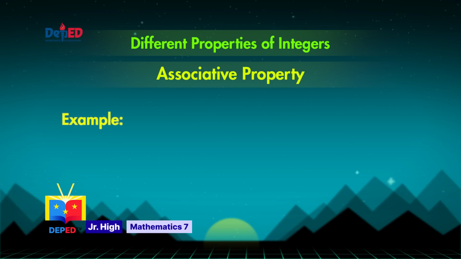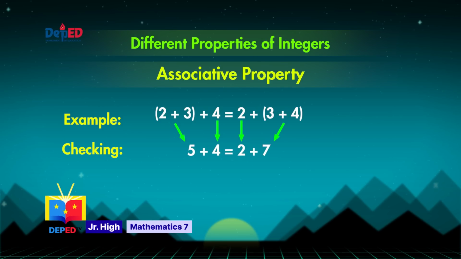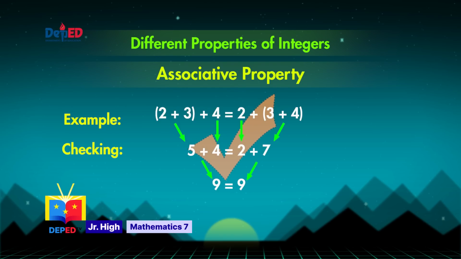For example, the quantity of 2 plus 3 plus 4 is equal to 2 plus the quantity of 3 plus 4. Let us check if both sides of the expressions are equal. The quantity of 2 plus 3 is 5, plus 4 is equal to 2 plus the quantity of 3 plus 4, which is 7. Then 5 plus 4 is 9. That is equal to 2 plus 7, which is also equal to 9. Therefore, both expressions are equal.